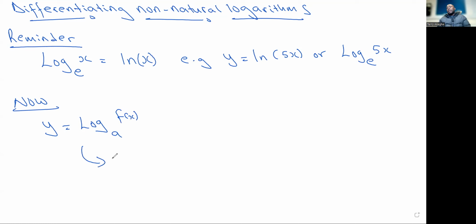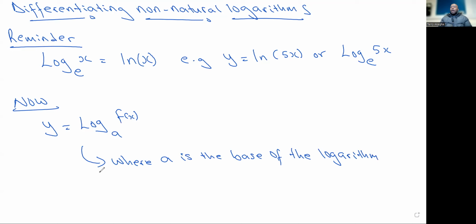Where a is a constant, usually a positive constant. Or instead of saying a constant, I can just say a is the base of the log, which most people might understand better. So a is the base of the logarithm, and f of x is a function. So you have something like this.